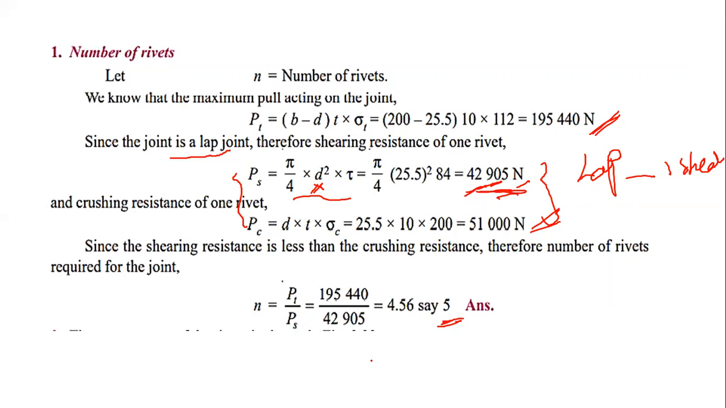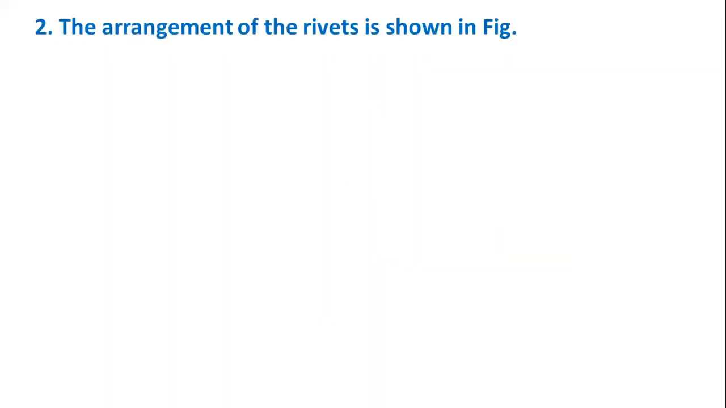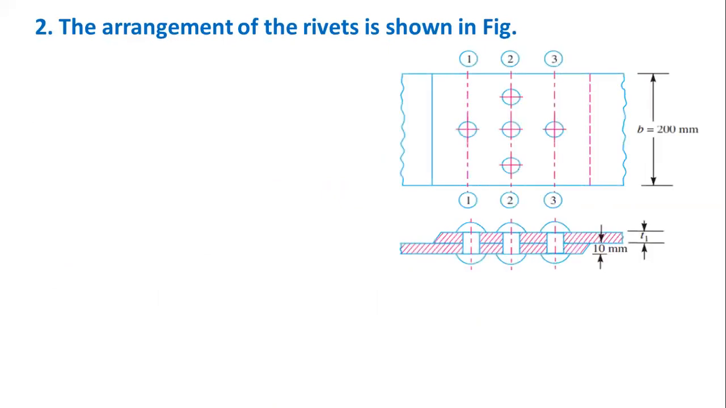After getting the number of rivets, you have to arrange them in a diamond shape. This is the arrangement of the joint. Arrangement of rivets: in the first row, there is only one rivet. In the second row, there are 3 rivets. In the fourth row, there is only one rivet. This is the arrangement of the rivets.